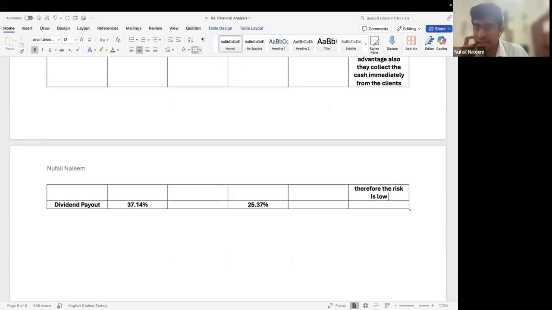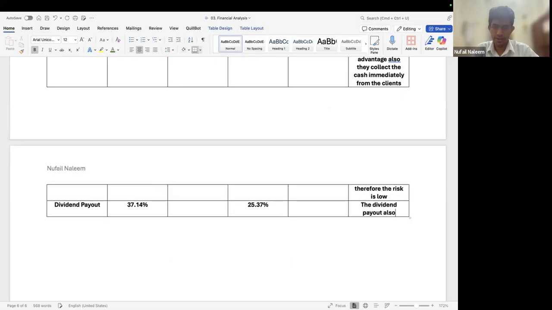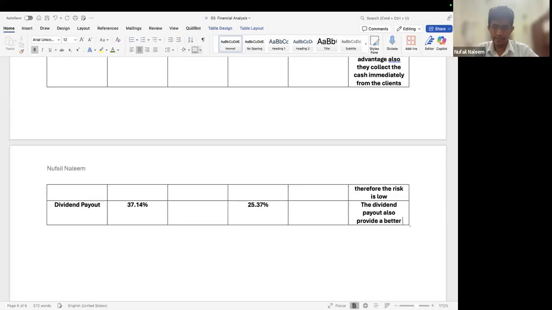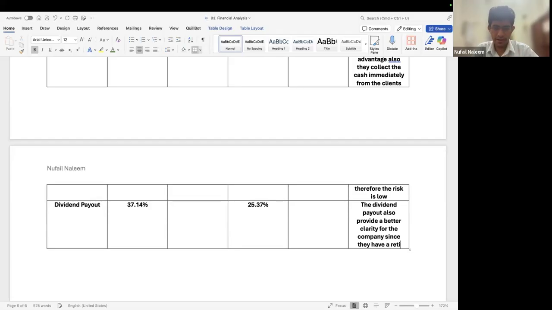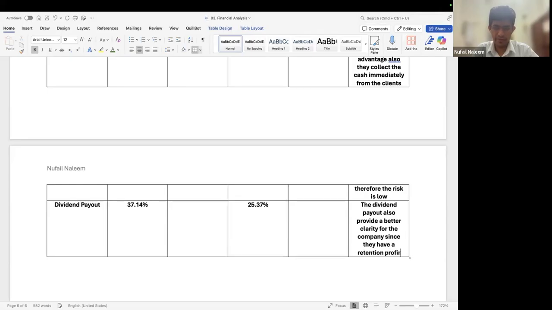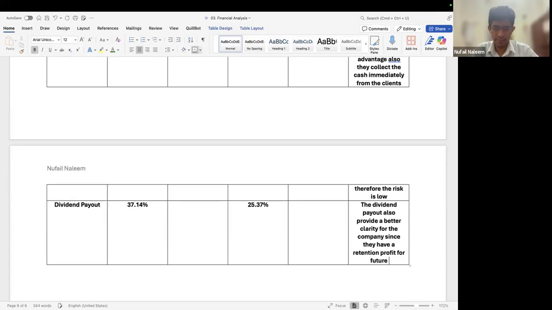Students, dividend payout, they always give this. It has no relationship with the case study. They always give this. We have always seen this trend repeating every time. So I'll write down here, the dividend payout also provides better clarity for the company, since they have a retention of profit for future projects. Full stop.